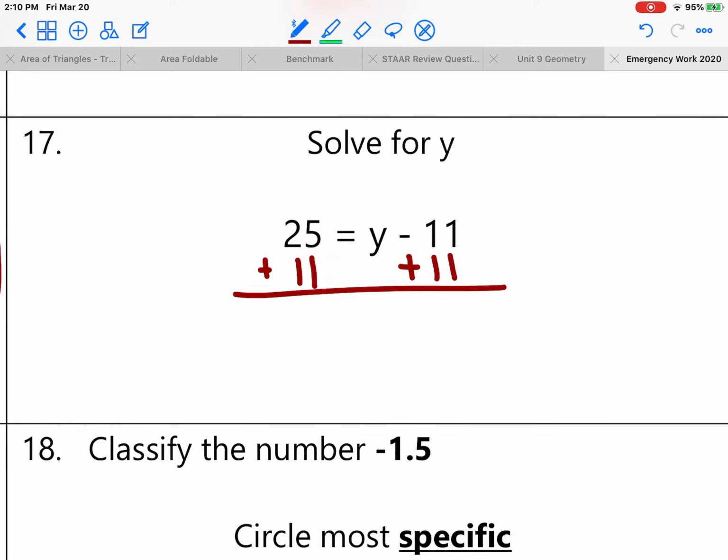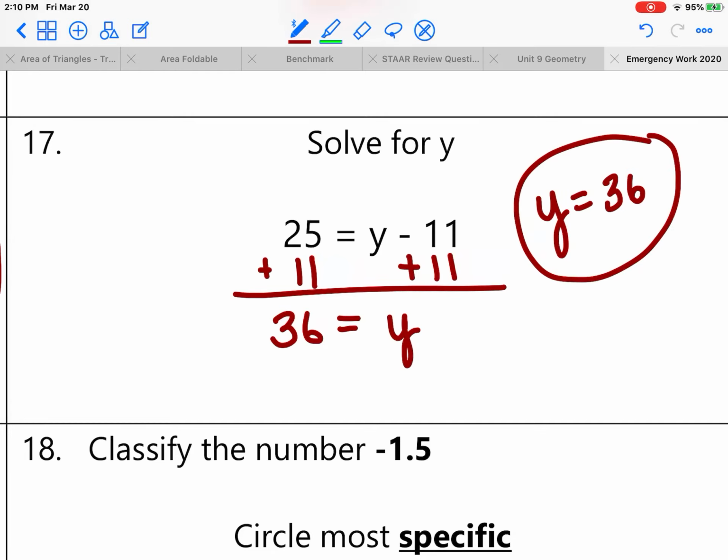Negative 11 and positive 11 equals 0. So all I have left on this side is y. And 25 plus 11 is 36. So your answer, y equals 36. Make sure you turn that around because we don't say 36 equals y. We say y equals 36.